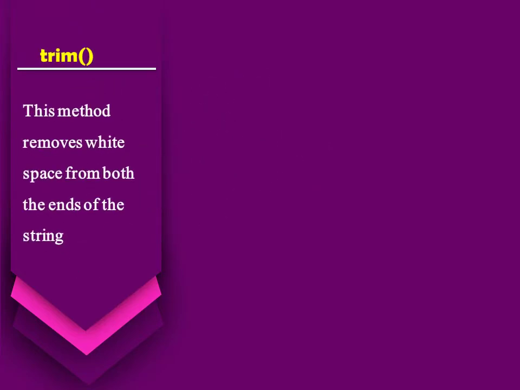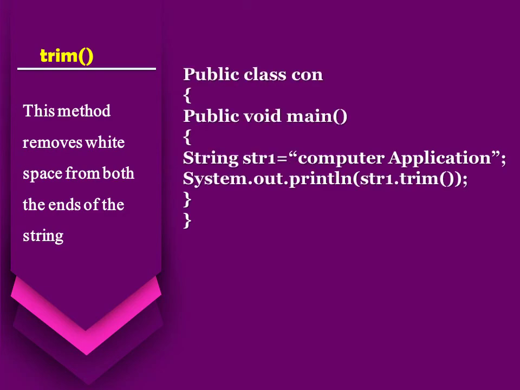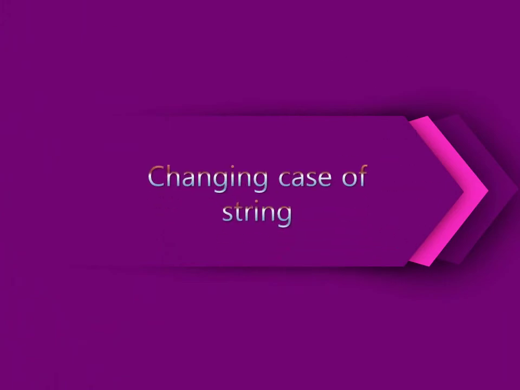Next, we'll see the trim method. It removes white space from both ends of a string. Here is a program given where string str1 is " computer application". See, in between the two words you have a space, and if you want to remove it, you can make use of the trim method.